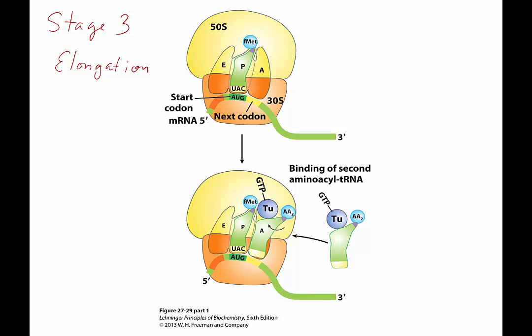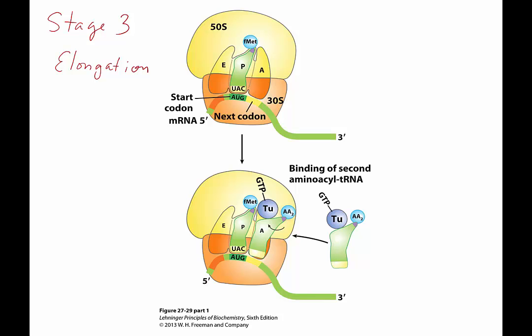Now, continuing on with our discussion of protein synthesis, we come to stage 3, which is the peptide bond formation, also sometimes simply referred to as elongation. And I want to go through this. It actually also has 3 steps, and we'll talk about the 3 steps of stage 3 as well.